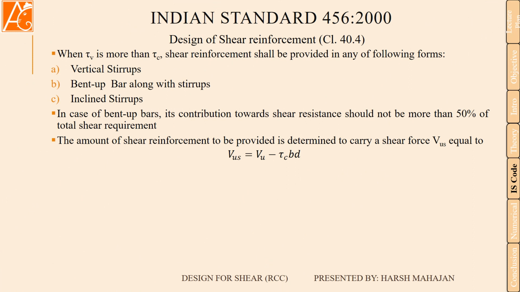Design for shear reinforcement, clause number 40.4. First of all, you have to see what is your tau V, which equals Vu divided by Bd, and tau C, which is a function of steel reinforcement percentage and fck. When you find tau V is more than tau C, then you have to provide or design the shear reinforcement. If not, then we will have to go for minimum reinforcement.